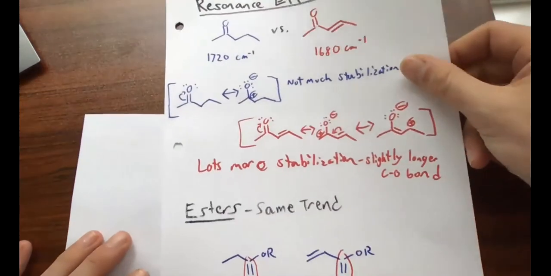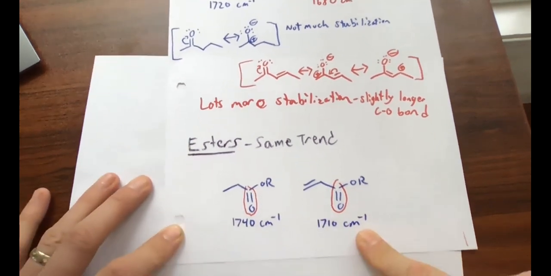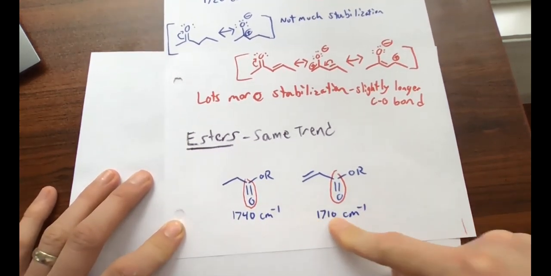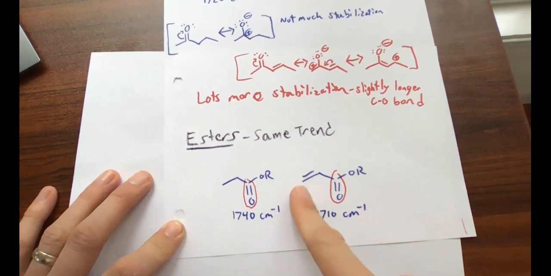This same trend holds true for esters. If you have an ester, which is a carbon with a double bonded oxygen and a single bonded oxygen with some alkyl group, you have the same shift. Okay, you have the same shift that occurs upon adding in resonance, this pi bond here.